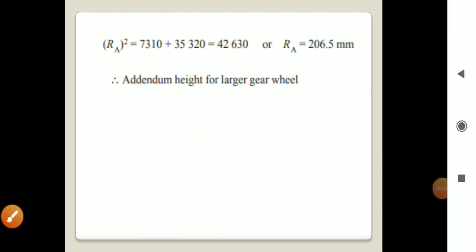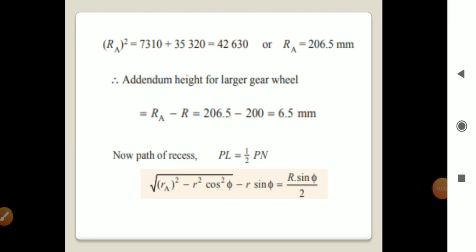Now next is the addendum height for the larger gear wheel, that is capital RA minus capital R, that is 206.5 minus 200, that is 6.5. This will be the addendum height for the larger gear wheel. Now next is the addendum height for the smaller gear.